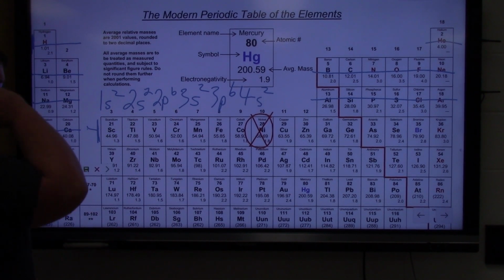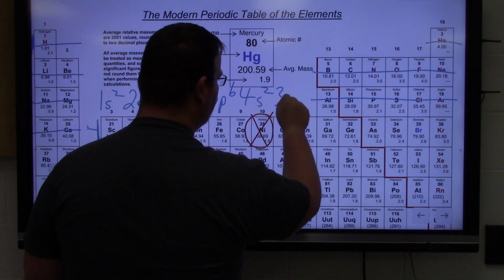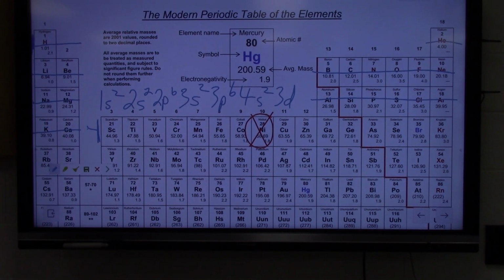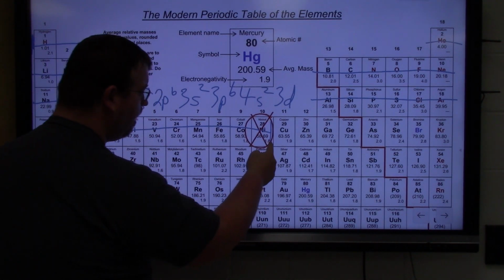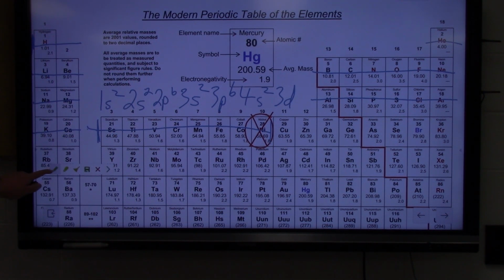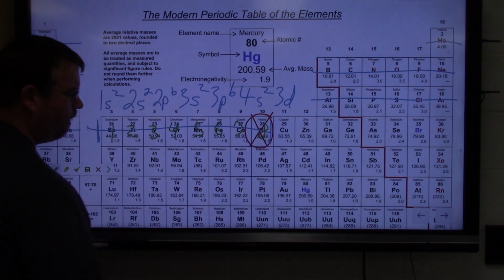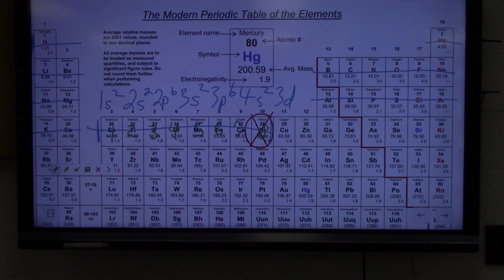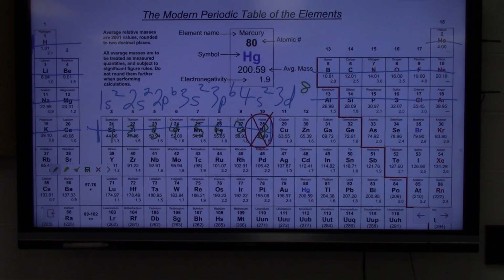So, what's the energy level here? I'm in the fourth row, so 3D. Now, look. I didn't go all the way through here. I went to nickel, and I've stopped. Count it up: 1, 2, 3, 4, 5, 6, 7, 8. So it's 3D8. And that's it. That's really easy, a lot easier than I thought it was.